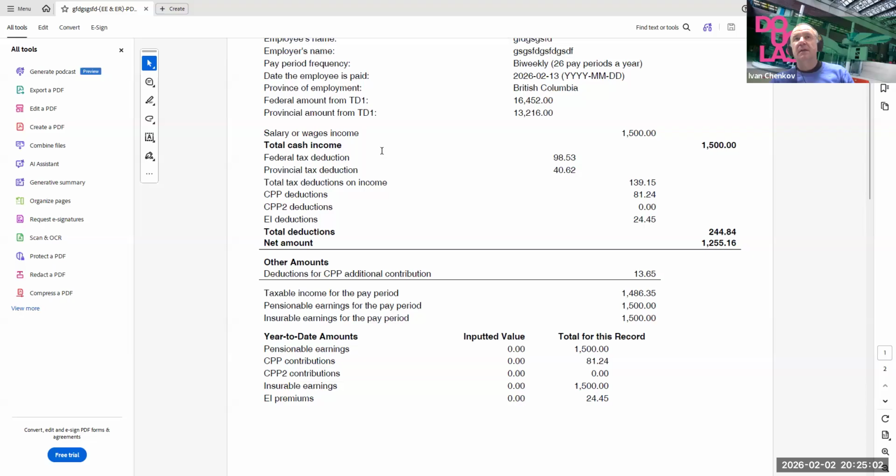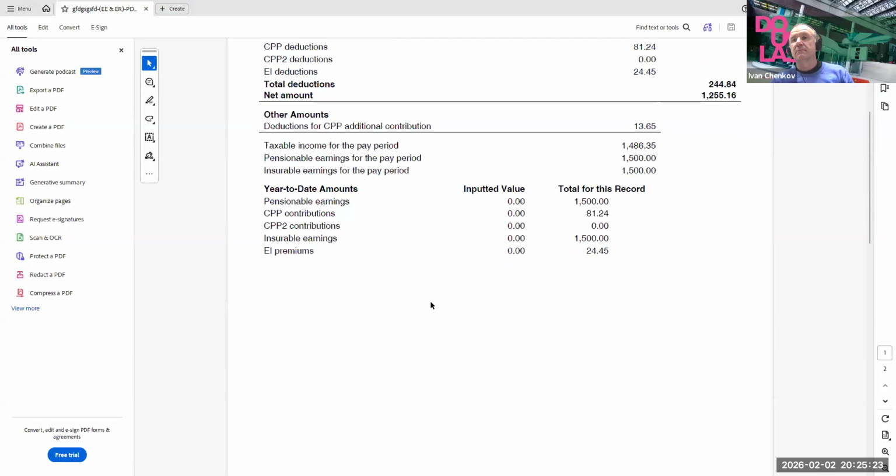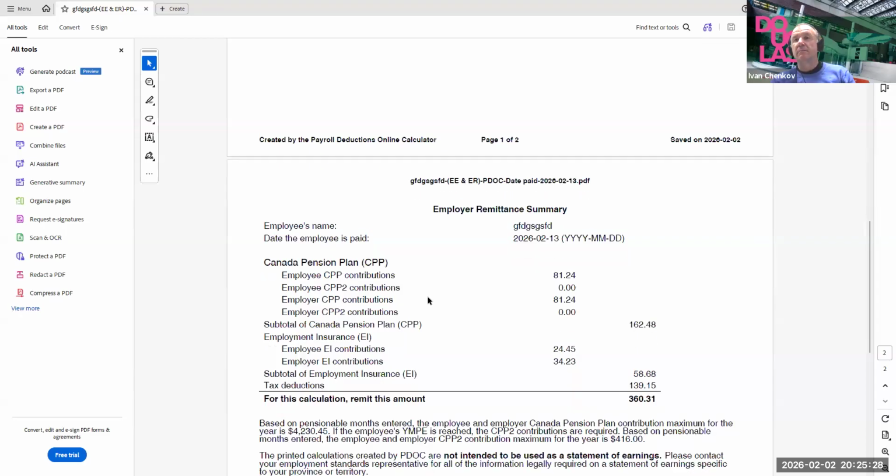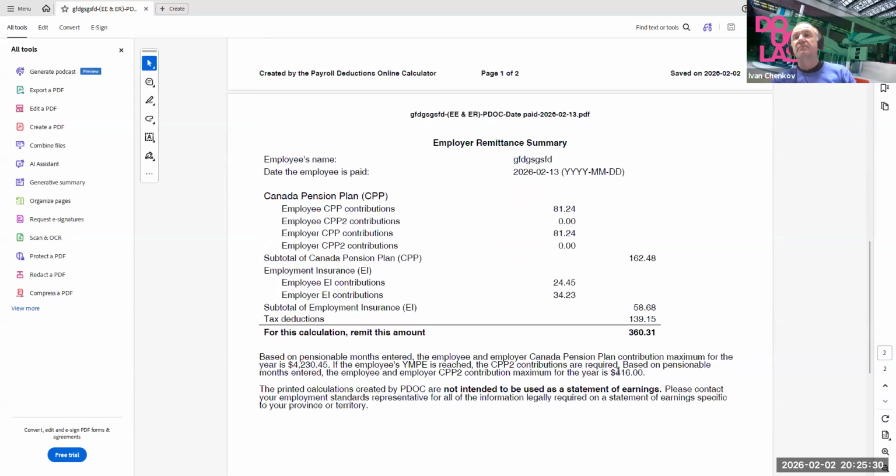From here, we can see that I can give this to my employee and explain that, yes, you earn $1,500, but you're going to get only $1,255.16. I'm going to keep $244.84, which I have to submit to the government. Make sense? Now, I as employer have to submit to the government $360.31.